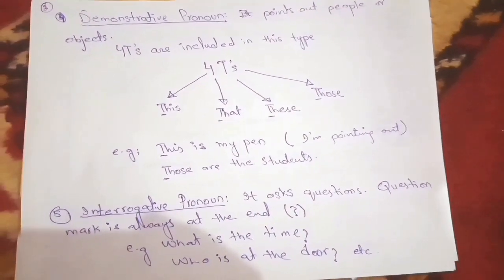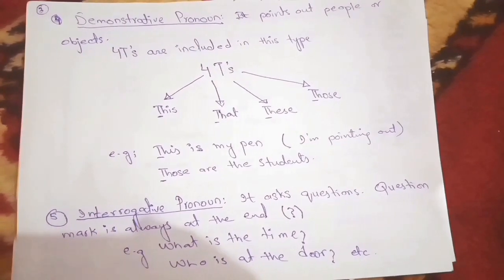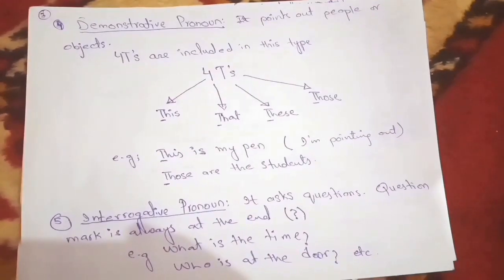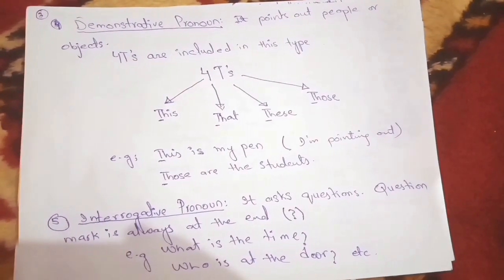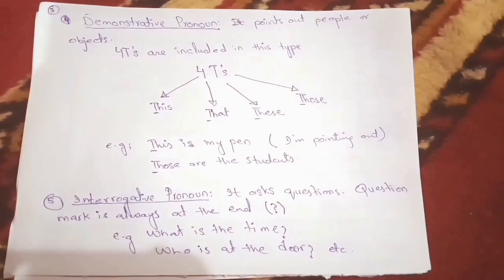Interrogative pronoun asks questions. Question mark is always at the end. जब हम लोग किसी चीज़ का question करते हैं या किसी चीज़ के बारे में question करते हैं तो उसको interrogative pronoun कहते हैं. It always contains question mark at the end.